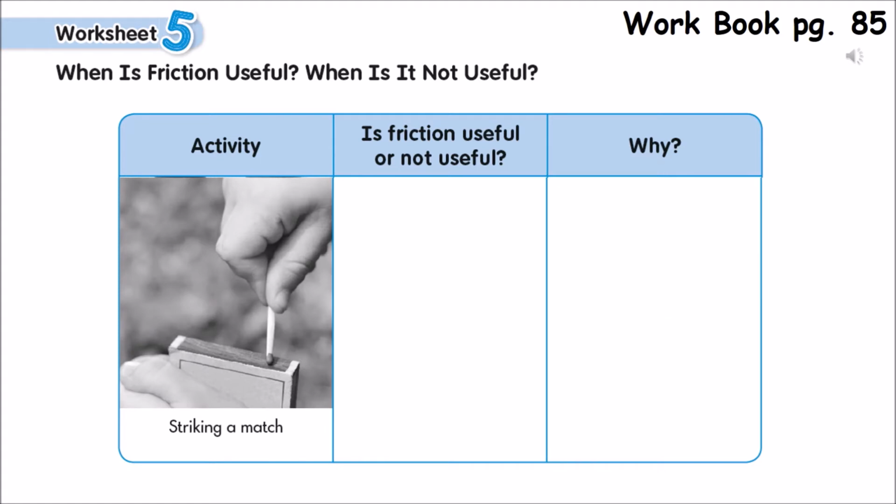Look at the last example, striking a match. Now, what are we trying to do here when we strike the match? We're trying to create a fire. And where do we know that fire comes from? We know that we can produce heat if we produce a lot of friction. So, when you're striking a match, is friction useful? Yes, it is. It's useful because it produces heat to light up the match when the two surfaces are rubbed against each other. This creates the spark.